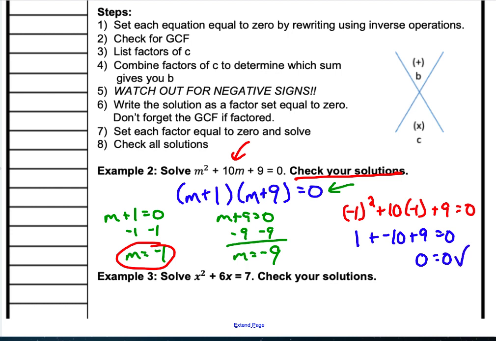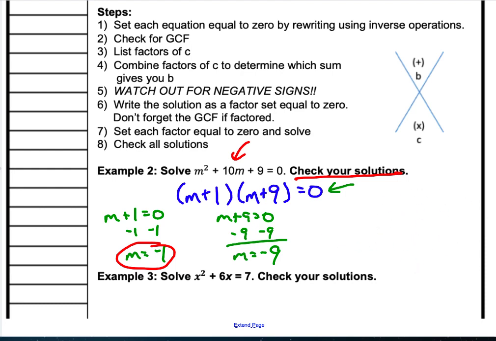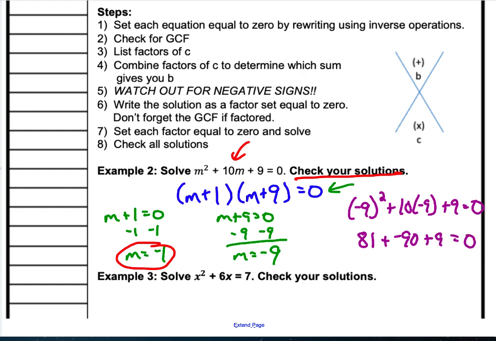Now let's check it with the other solution. The whole idea behind a quadratic equation, something with a squared term, is that it's going to have two solutions that work. So let's check again. Let's put in negative 9 instead. Negative 9 squared is 81. 10 times negative 9 is negative 90, plus 9. 81 and 9 is 90, plus negative 90 really is 0. So both solutions really did work.